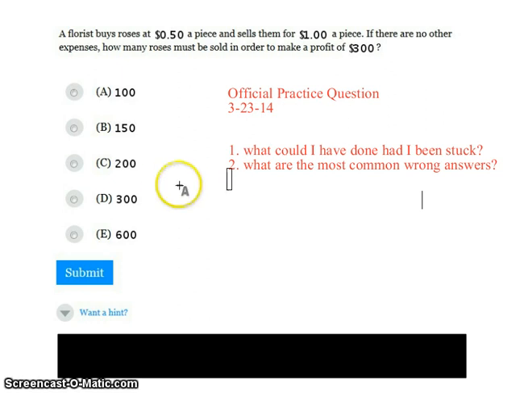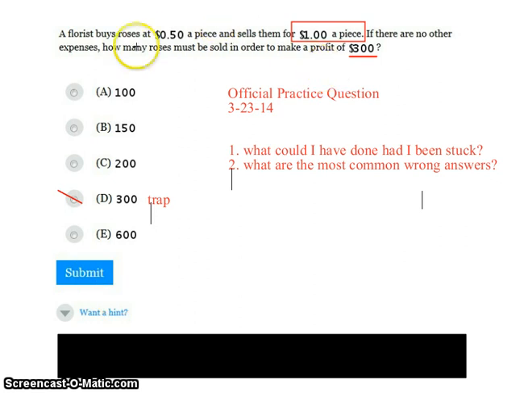So let's just take a quick look. Maybe we'll answer question 2 first here. What are the most common wrong answers? Well, a lot of students will see that they're selling for $1 a piece and we want to make $300 and just go straight for which answer choice? Yeah, they'll go straight for D, right? So that makes D sort of the trap answer. And so it's out. Why is it not D?